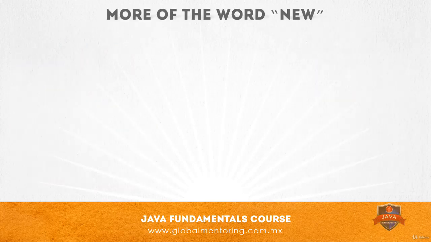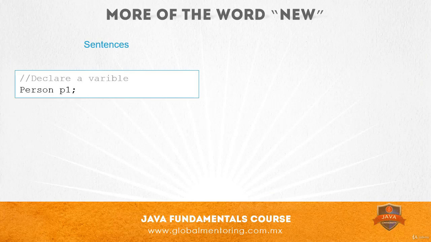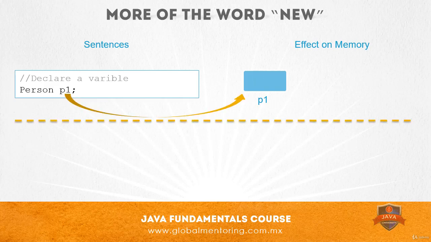More on the word new. We're going to see an example of what we have done until this point. So we first declare a variable p1, and the effect on the memory is that the variable p1 is created. Until this point, we don't have any object. It's only a variable of type person.